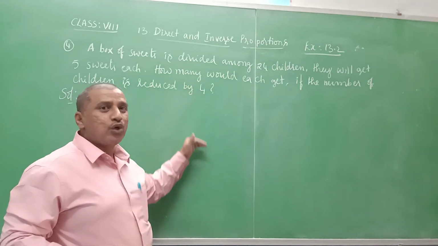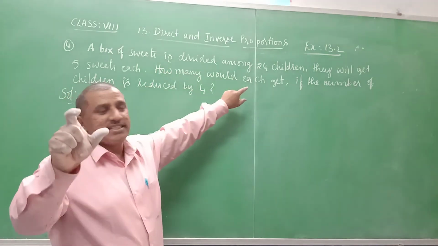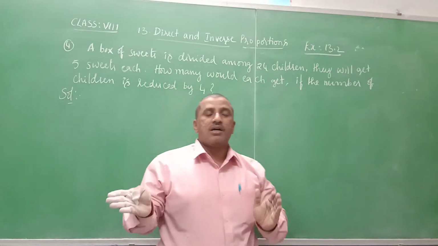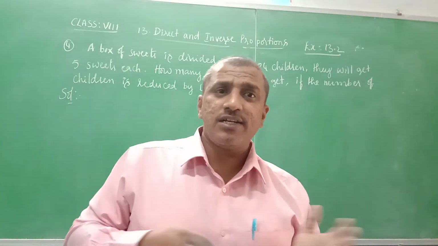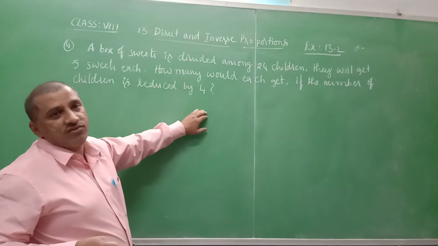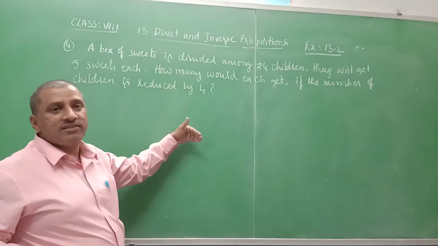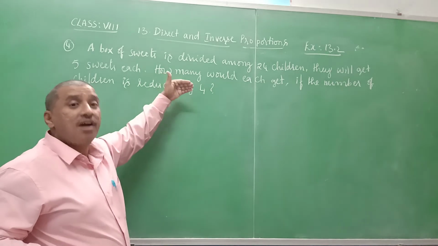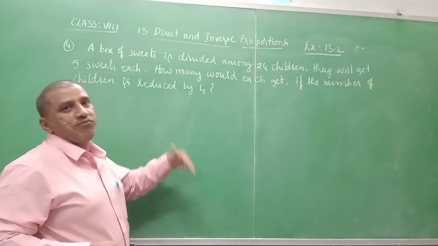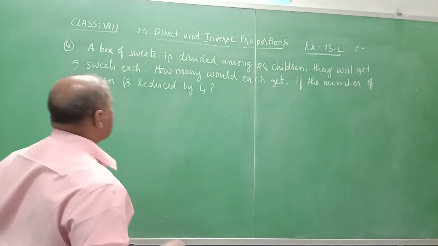4 children are reduced, which is decreased. Total 24 children are there. Everybody is getting 5 sweets. If 4 are reduced, how many children will be there? Reduced means subtraction. 24 minus 4, it is 20. So for 20 children, how many sweets will each get? Will they get more than 5 sweets or less than 5 sweets? Yes, they will get more than 5 sweets. Here the number of children is reduced. Therefore, the sweets are more. Hence, it is in inverse proportion.